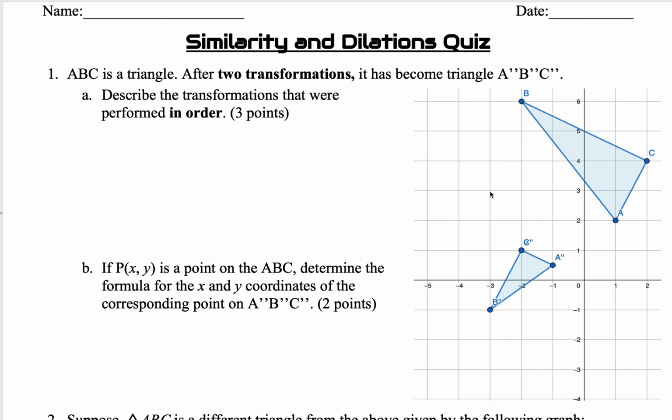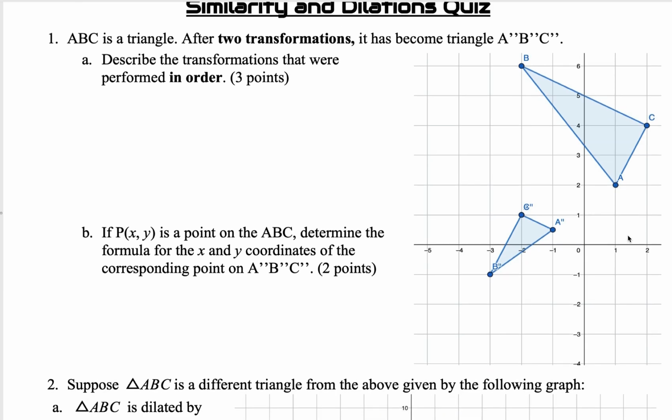Same thing with dilation. If I had 0, 0 with a scale factor of 2, all of these would shoot out this way. But if it was here with a scale factor of 2, B would shoot out this way, C would shoot out this way, A would shoot down that way. Those details are important, and if you left those out, you did not get full credit. So here's an example of these transformations in order explained.